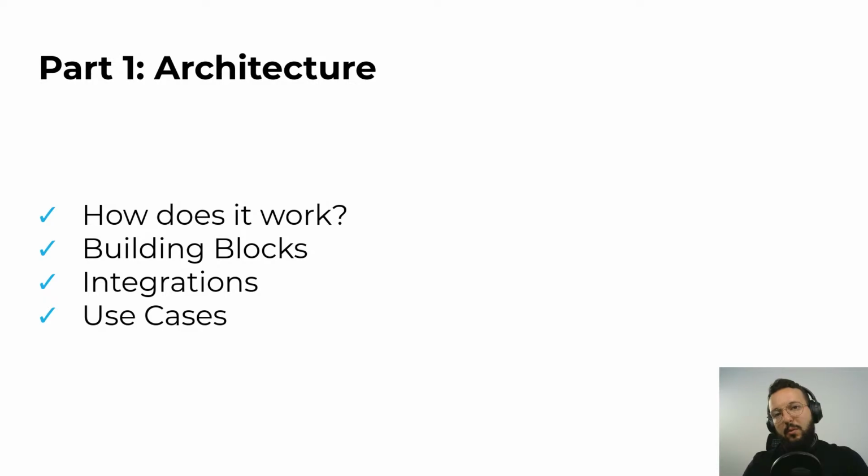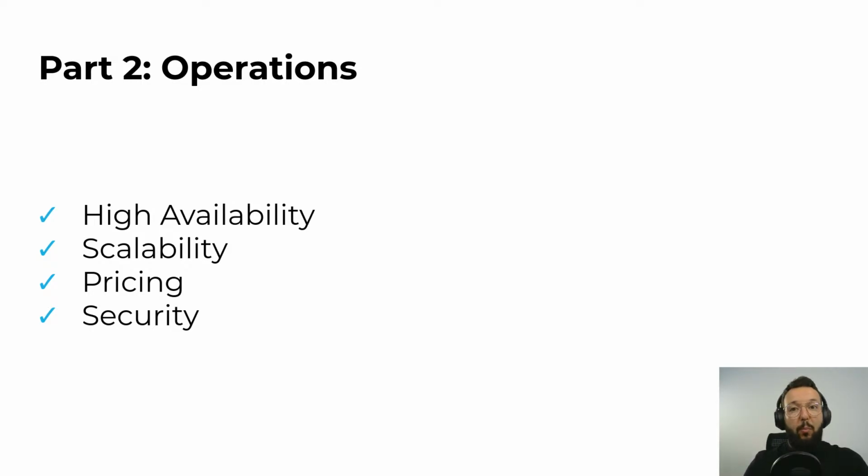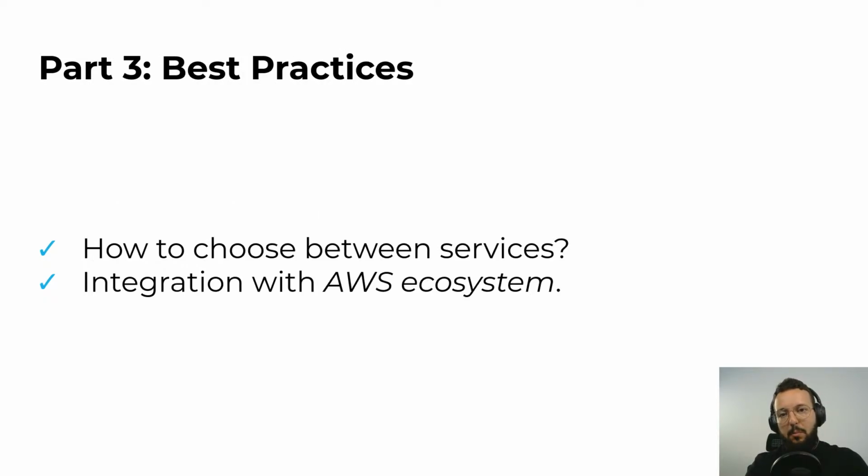So let's talk about the whole service in detail. As usual, I split this into three parts. First things first, we will talk about architecture: a high-level overview, all building blocks, what the integrations are, what the use cases are. Secondly, we will talk about the operational part, so high availability, scalability, pricing, and security. Last but not least, best practices.